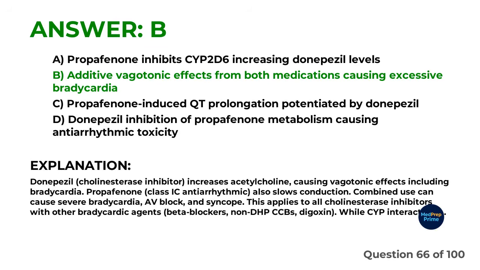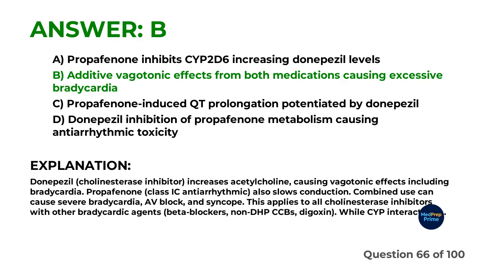Correct answer B. Donepezil, a cholinesterase inhibitor, increases acetylcholine, causing vagotonic effects including bradycardia. Propafenone, a class IC antiarrhythmic, also slows conduction. Combined use can cause severe bradycardia, AV block, and syncope.